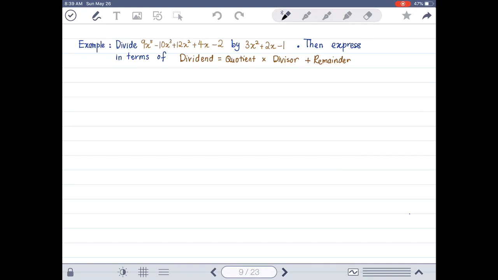In this case, we have 9x to the power of 5, done with that, plus any terms with x to the power of 4, no, so you just write 0x to the power of 4, plus any terms with x to the power of 3, yes, one term, so minus 10x to the power of 3 plus 12x squared, and then plus 4x minus 2, and we line that up.